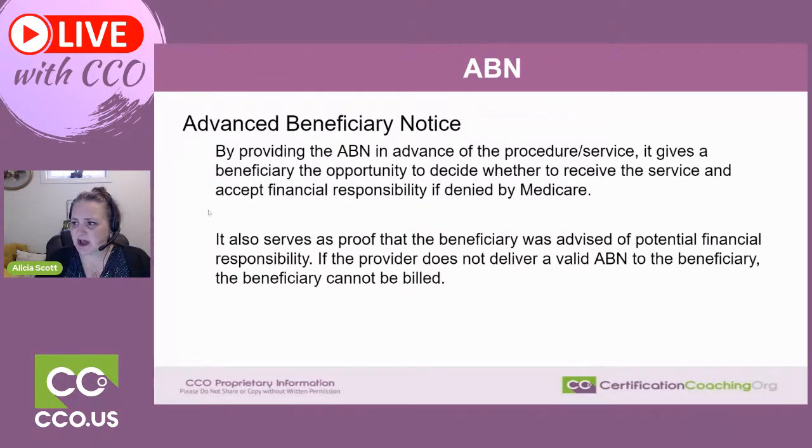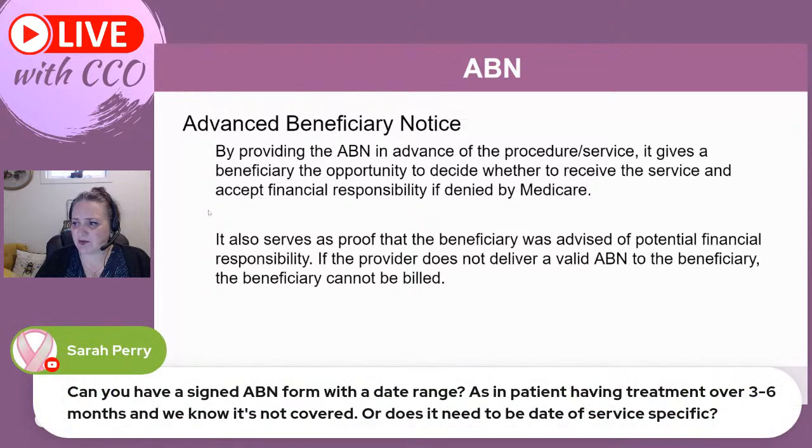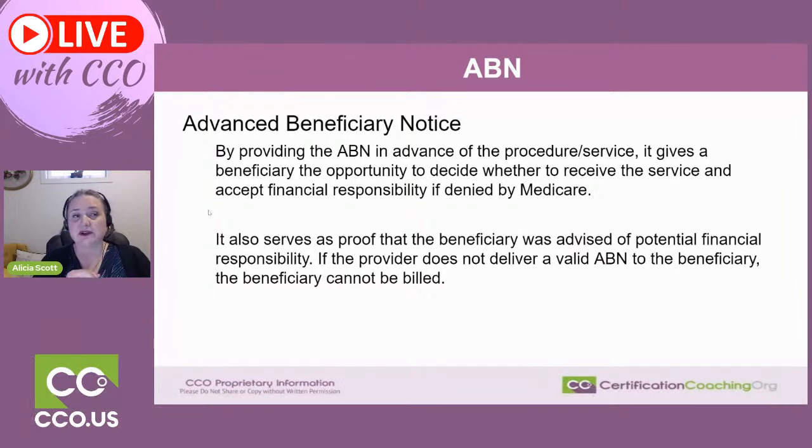Let's see. Sarah says, can you have a signed ABN form with a date range, as in the patient having treatment over 3 to 6 months and we know it's not covered? Or does it need to be date of service specific? No, it can have a range. That is a good question. And I have linked at the resource page at the end of the slide deck that you can reference, and the CMS site is where I pulled this information, and they have a PDF on the proper use of an ABN, and you can have the date ranges put in there.